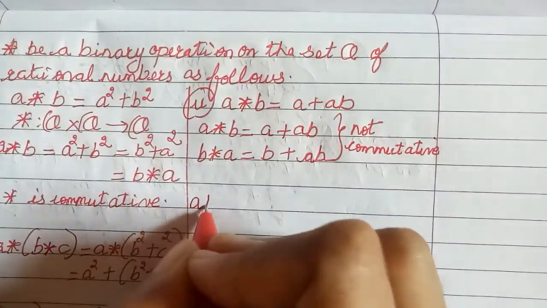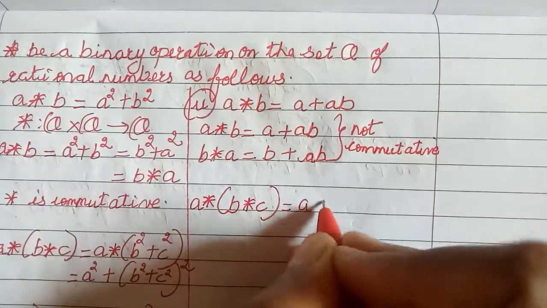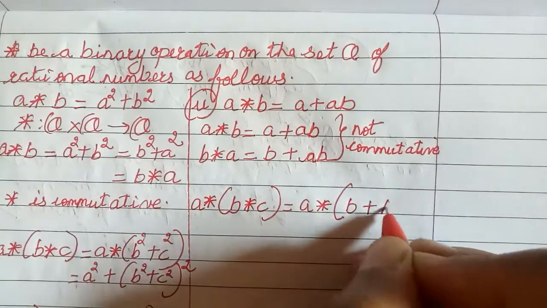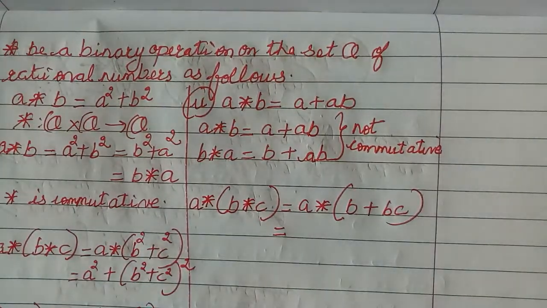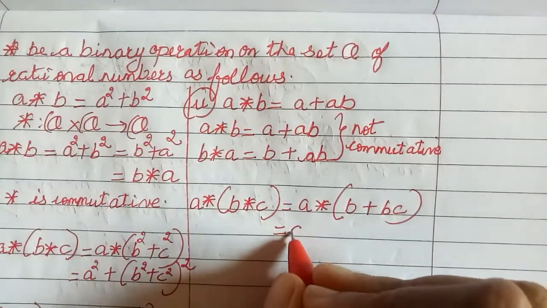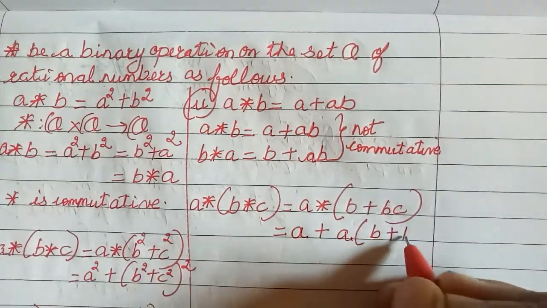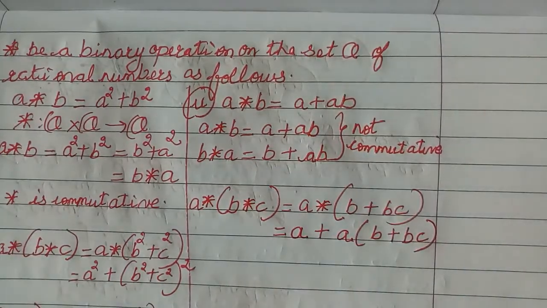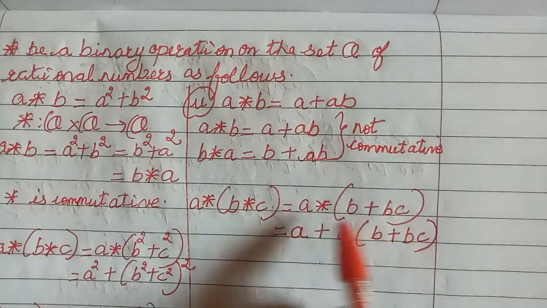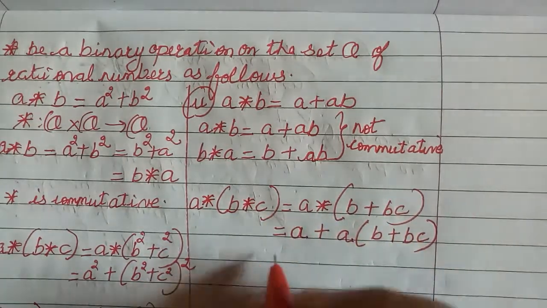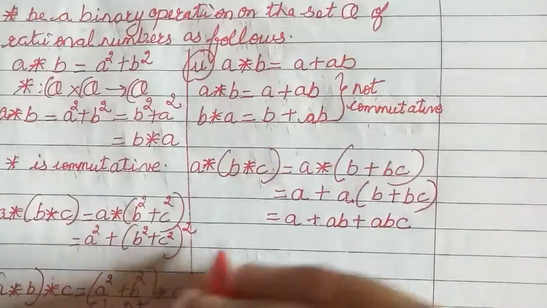Okay. Next one is associative. A star B star C is what? A star B plus BC. First element plus the product of the next one. So if I apply it again here, it will be A plus A into B plus BC. Yes or no? First, B star C is what? B plus BC. So the first element plus the product of these two. So it will be A plus AB plus ABC.